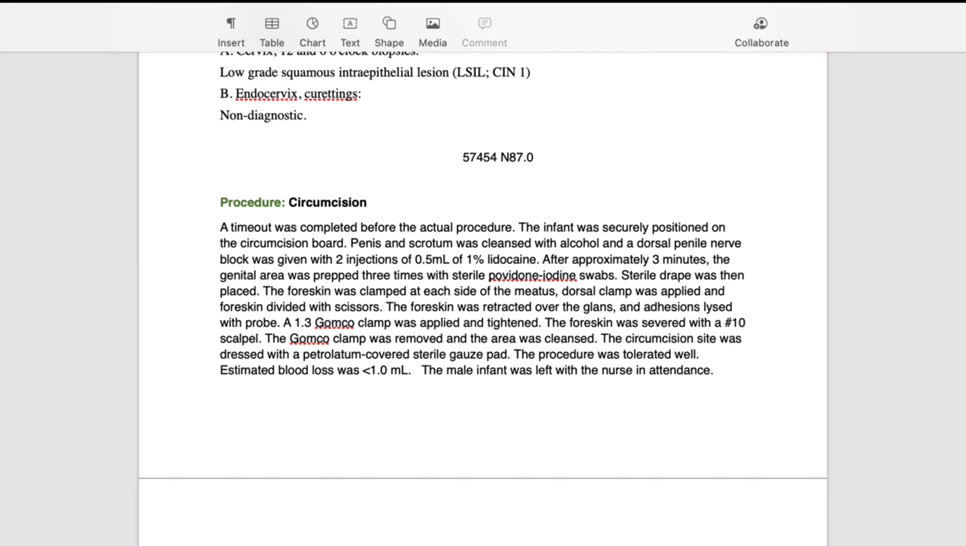So we need to pay attention to the fact that we used a clamp. The Gomco clamp was removed and the area was cleansed. Petroleum covered sterile gauze pad. And procedure was tolerated well. Infant male was left with the nurse in attendance. So for this procedure, we are not going to be in the female genital section. We need to go to the males.